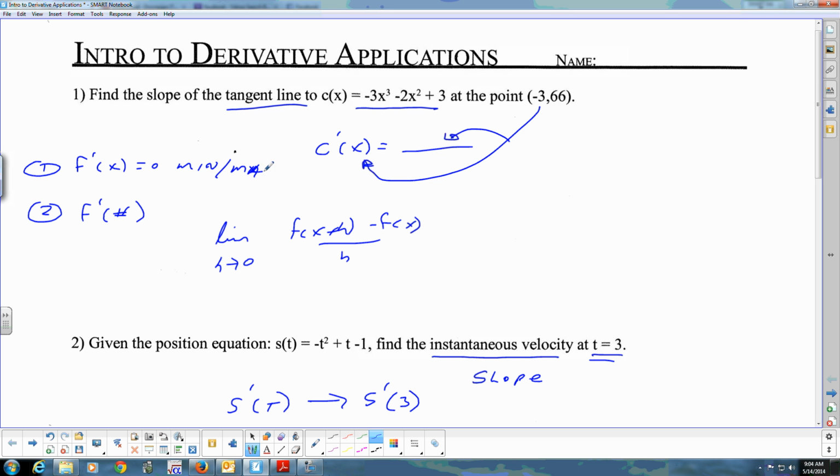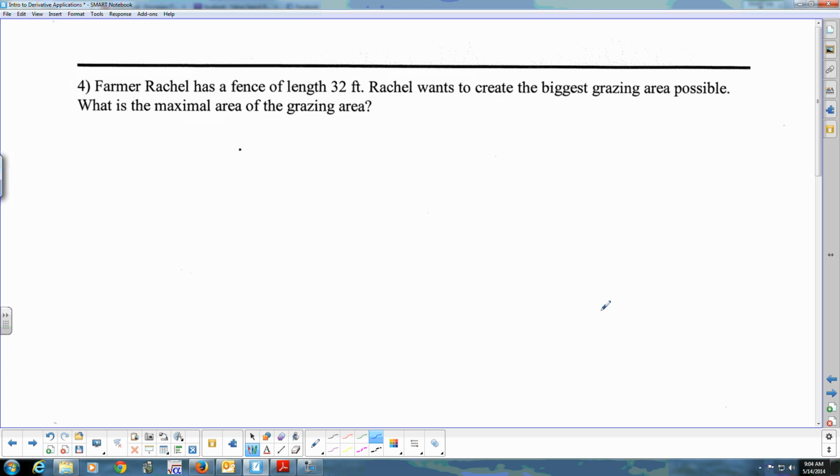Whoops, forgot the A. Mins and maxes. This evaluates and tells you what the slope is at a specific number. It's a slope for that value that you're filling in. Right? Okay, so this is where the wording gets a little bit different.